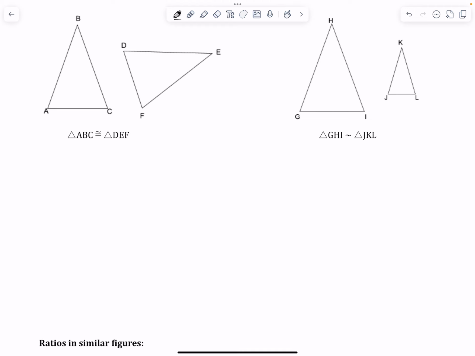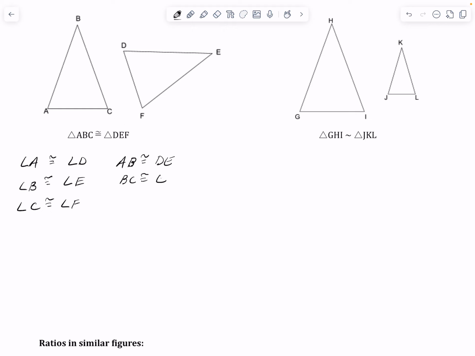We had all 3 angles were congruent to their respective angles. So that's A with D, B with E, and then finally C with angle F, right? And we also had the same thing for the side lengths. So side length AB was congruent to DE, BC congruent to EF, and finally AC congruent to DF. Okay, so that was from the first semester.